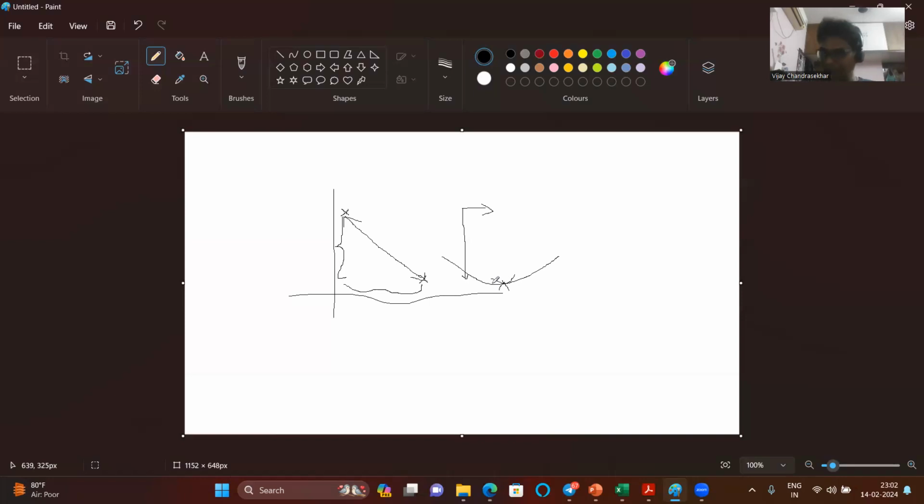Now, of course, the gradient is still valid. I could still move in X direction and Y direction. But can you tell me what would the norm be now? The gradient norm? Intuitively.